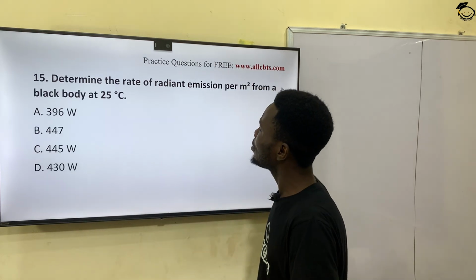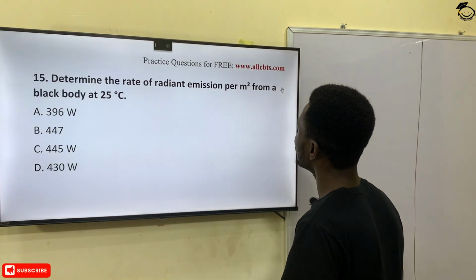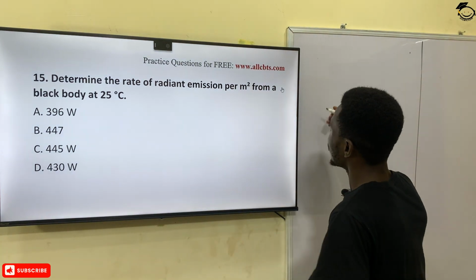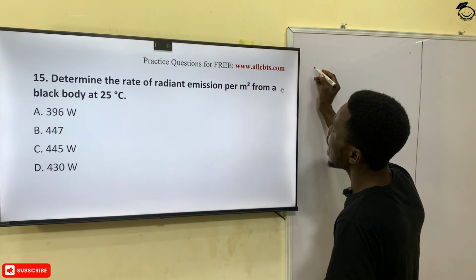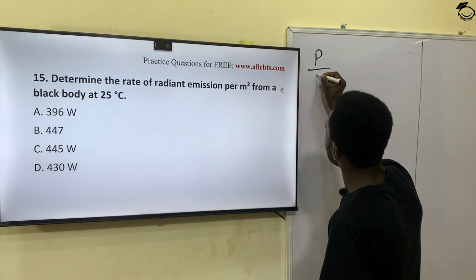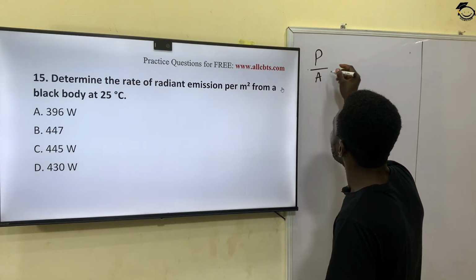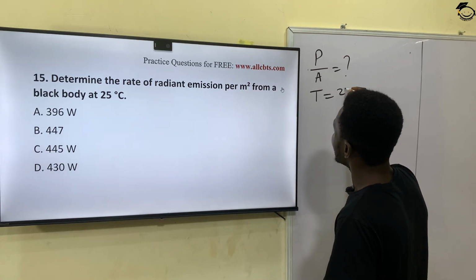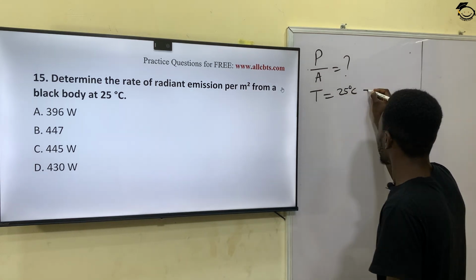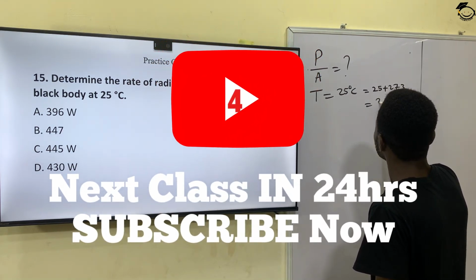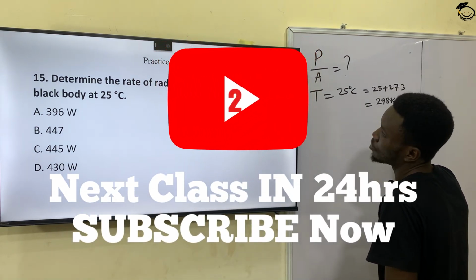We say, determine the rate of radiant emission per meter square from a black body at 25 degrees Celsius. So in this question, we are looking for the rate per meter square, which is power over area. We do not know it. In the question, they gave us the temperature as 25 degrees Celsius, which is equivalent to 25 plus 273, and that will give me 298 Kelvin.